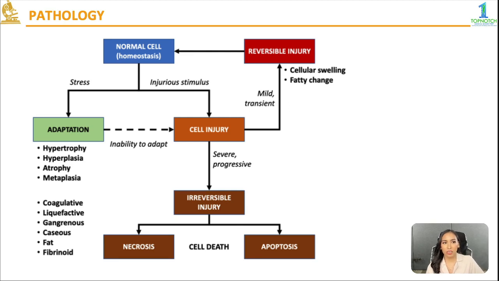Okay, let's look at this very, very high yield illustration of how normal cells react to stress. So typically, when you expose a cell to stress and injurious stimuli, cellular injury and adaptation occur. So these include hypertrophy, hyperplasia, atrophy, and metaplasia. Pag hindi na niya kayang mag-adapt, bale it's reached its limit, nagkakaroon ka na ng injury.